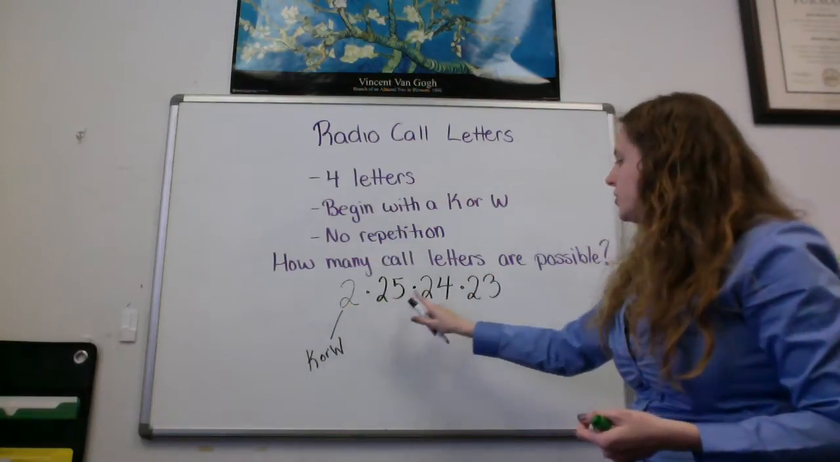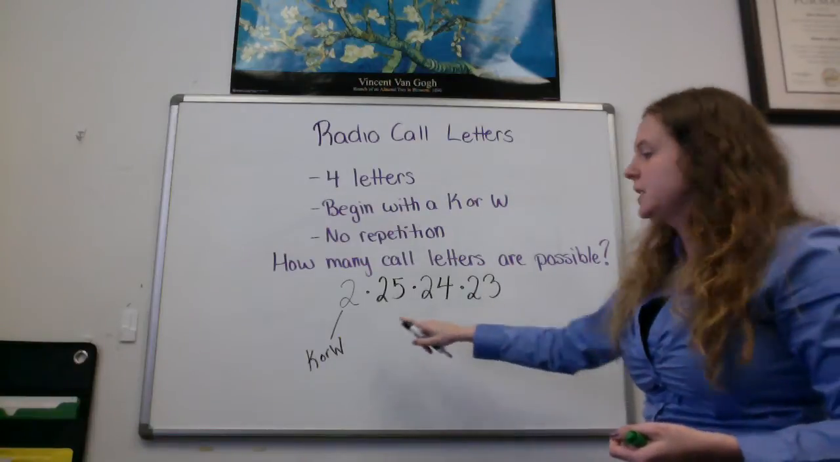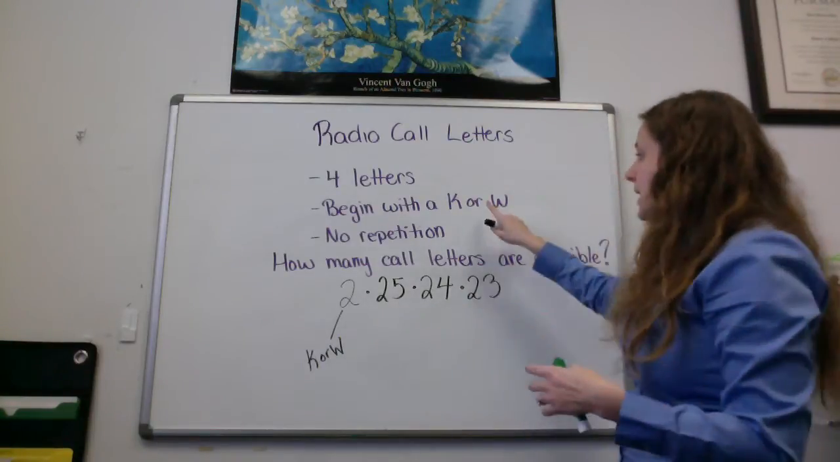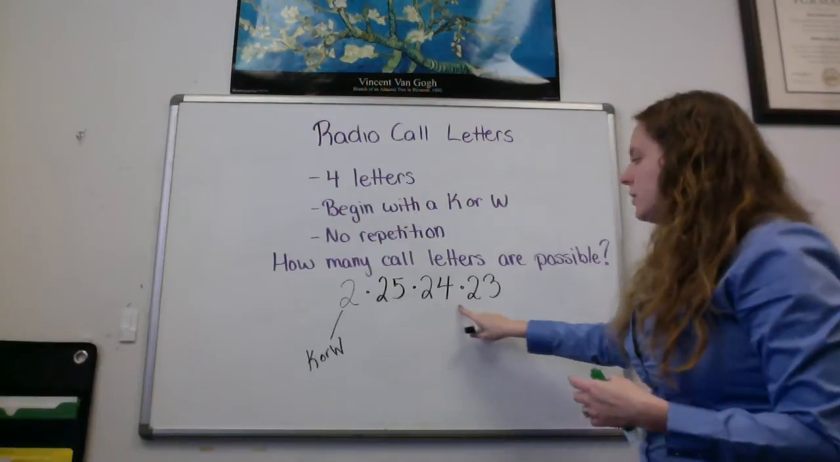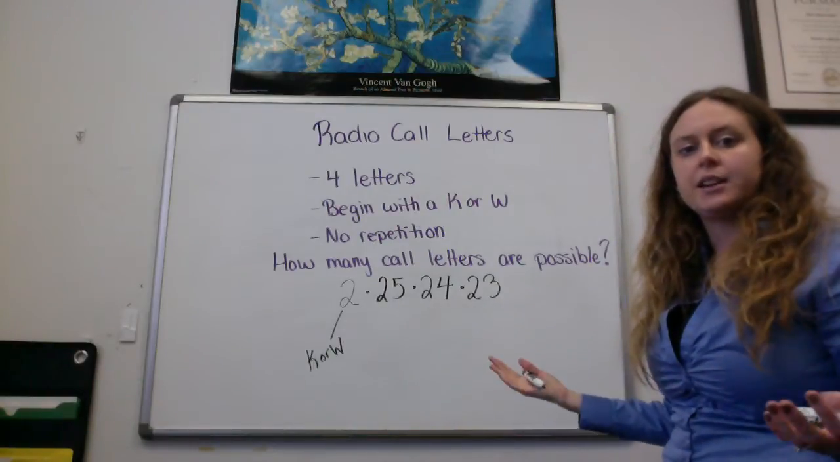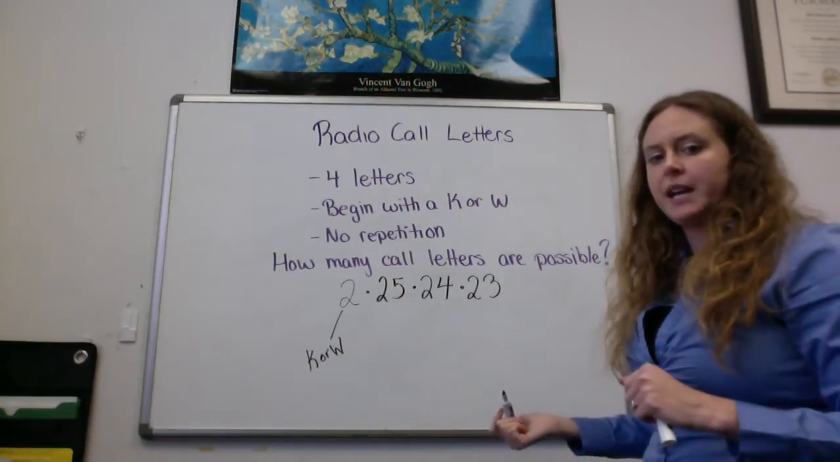So there's my 1, 2, 3, 4 letters. This 2, because I can only choose between K or W, and then the remaining 3 can come from the rest of the letters of the alphabet. So that's one way I could work it.